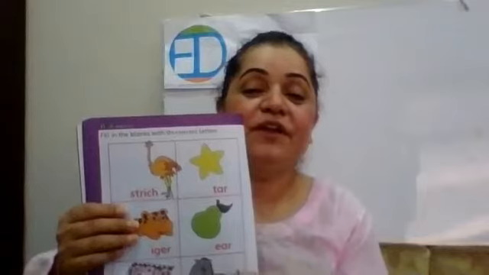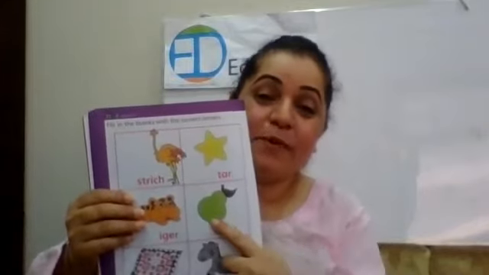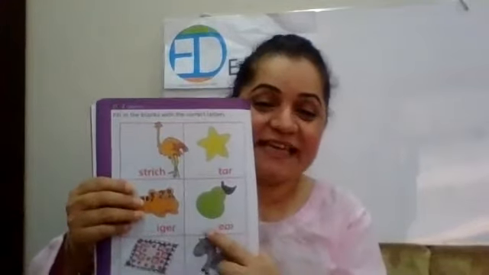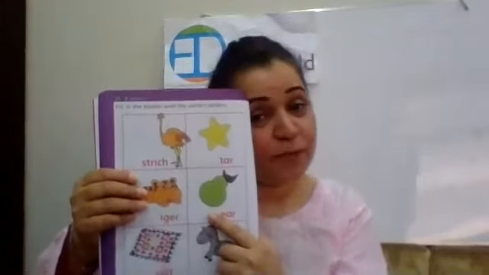Very good. Okay, now this is pear. P, pear. Pakistan, pigeon, parrot. P is for pear. Yes. So we're going to write a small p here. Very good.